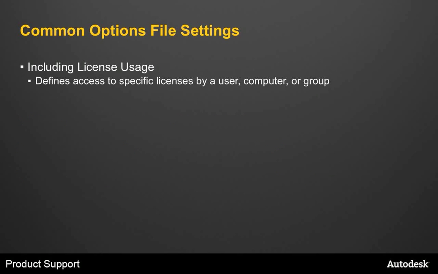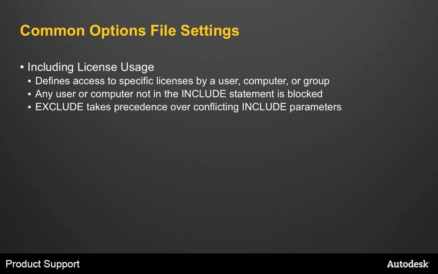This defines access to specific licenses by a user, computer, or group. It sounds like something we've already covered. The difference here is that any user or computer that's not in the include statement is blocked. You should bear in mind that there's also an exclude statement, and exclude always takes precedence over any conflicting include statements.